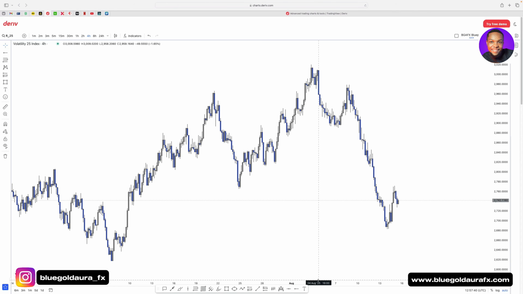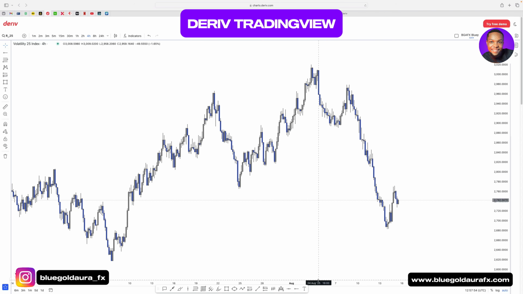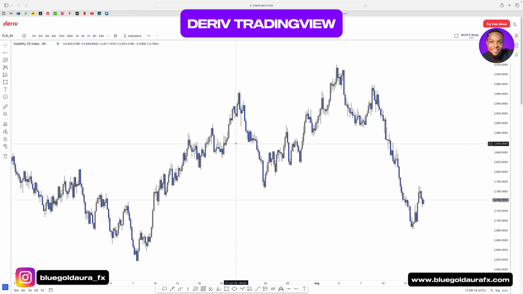All right, guys, let's talk about synthetic indices on Deriv. This is just a representation of some of the instruments that Deriv has, found on the TradingView platform. They have what is called Deriv TradingView. You can just go on Google, type Deriv TradingView, and you will be able to get these indices. This is not really a deep tutorial on using the platform; I want to explain a few things so that you can trade these synthetic indices.